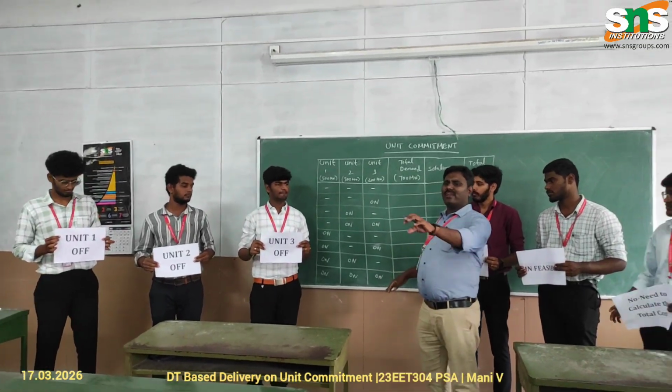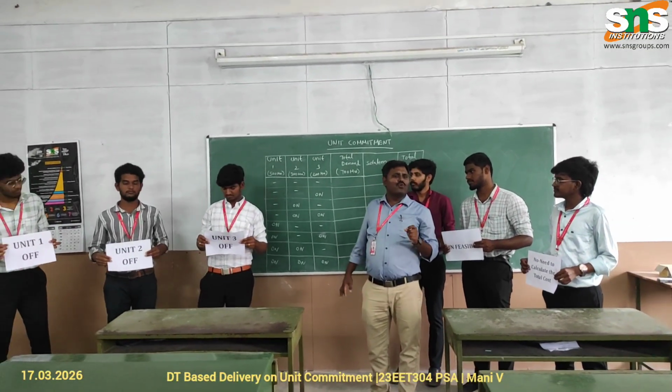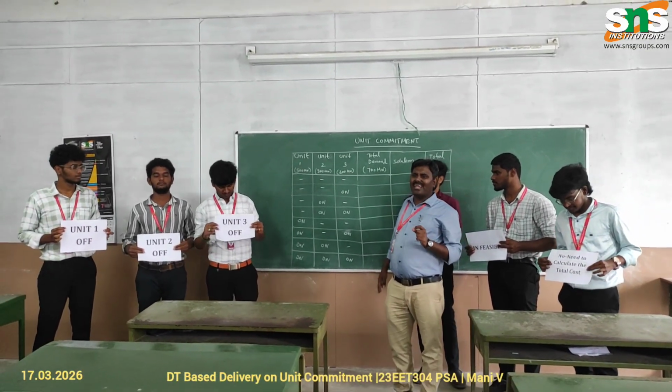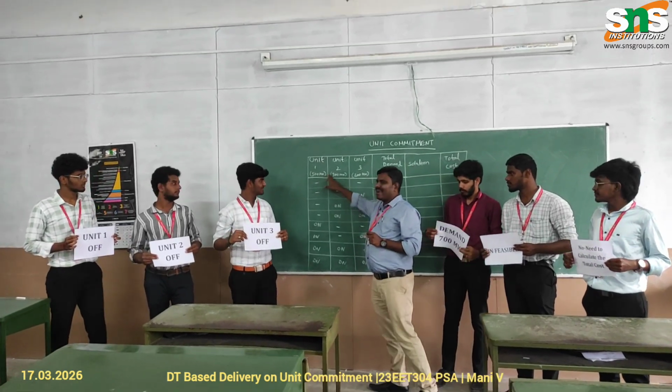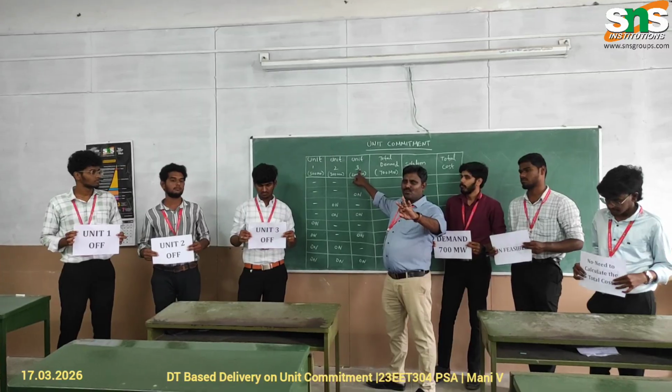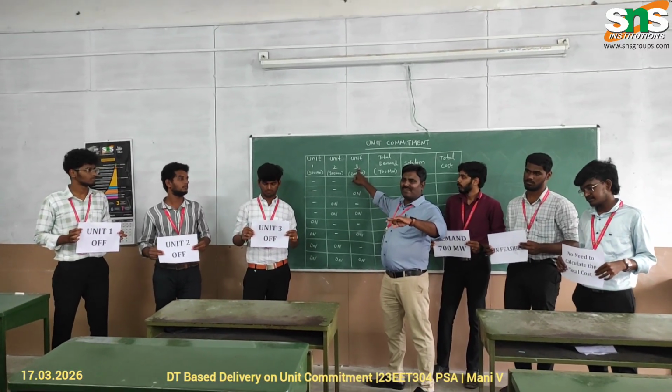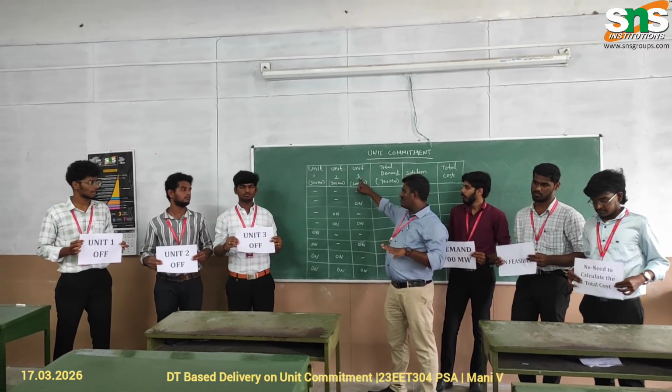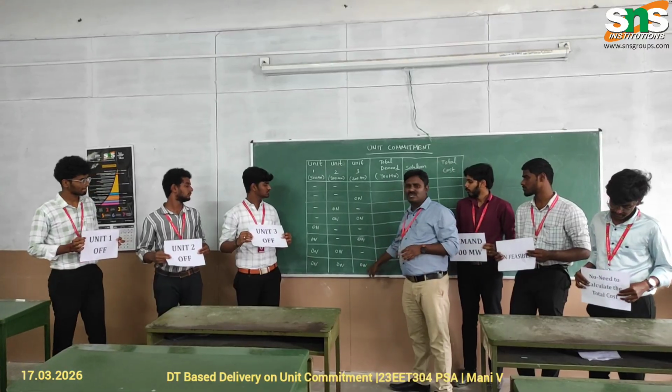Normally, for unit commitment, there is a formula: 2 power n minus 1, where n represents the number of units. Here we have taken the number of units as 3. So 2 power 3 is 8, and 8 minus 1 is 7. So there are 7 feasible solutions, and the 7 feasible solutions are listed out here.